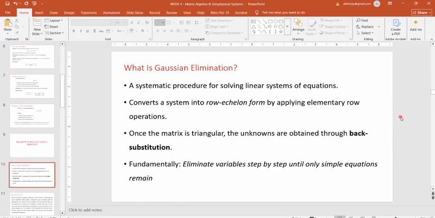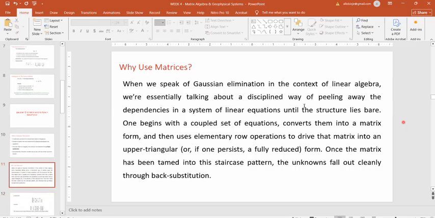So let's look at that, especially when it is 3 by 3. Gaussian elimination is a systematic procedure for solving linear systems of equations. First of all, you convert the matrix into row echelon form by applying elementary row operations. Once the matrix is triangular, the unknowns are obtained through back substitution. Fundamentally, eliminate variables step by step until only simple equations remain. Very simple. Why use a matrix? I think I've explained this already, so you can just go through this.